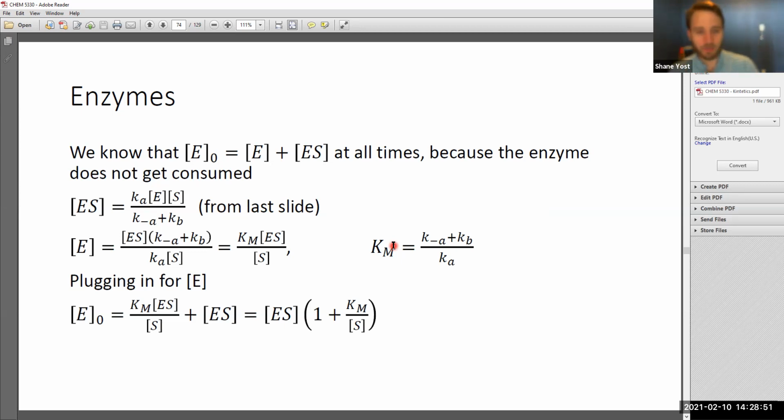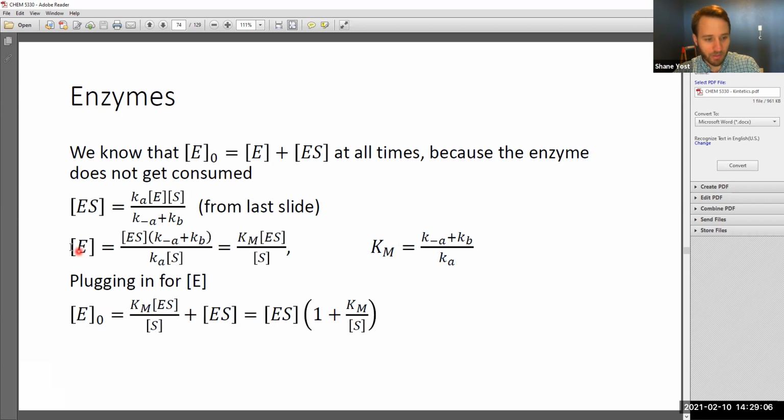And that's something that often you have to monitor, control, or figure out, if you're designing a substrate for an enzyme, or an enzyme for a substrate, or wanting to design a catalyst. Anyways, that's what Km is.